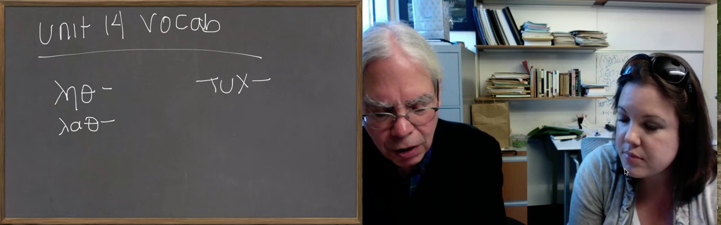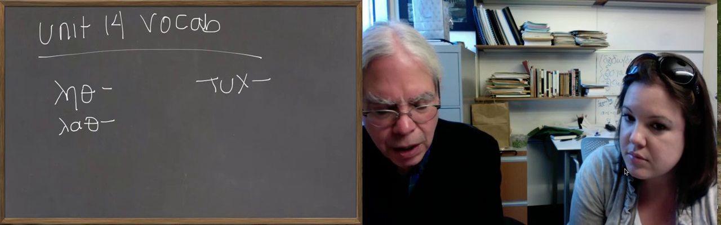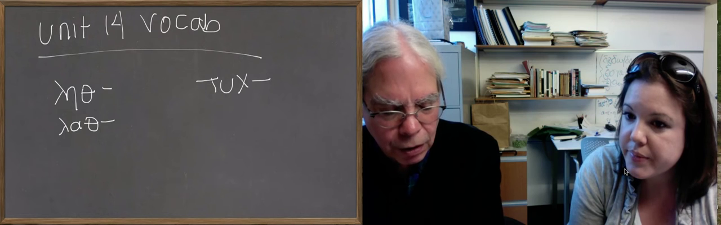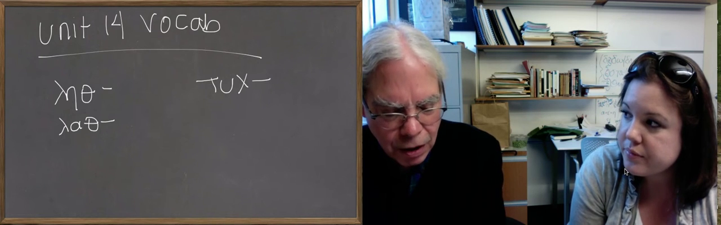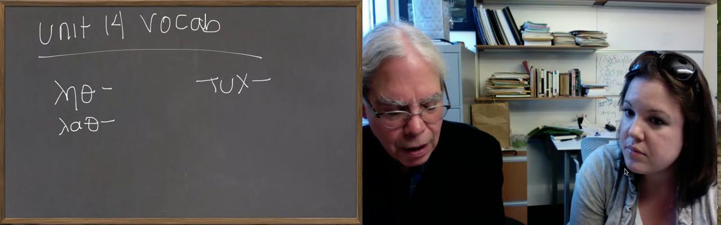You've got a first and a second aorist. It's one or the other. They don't have different meanings. It's just a newer and an older one. So it's not like histeme, which always has two aorists with different meanings.